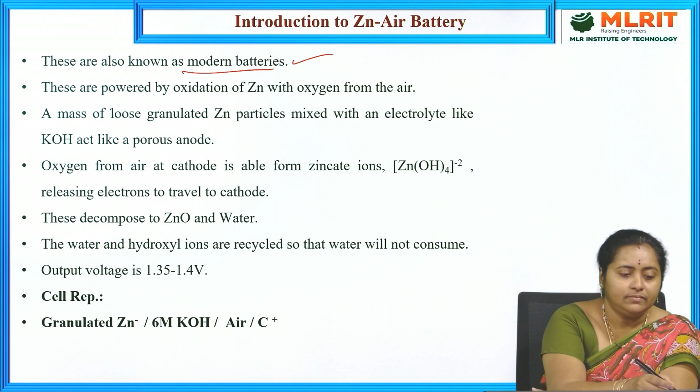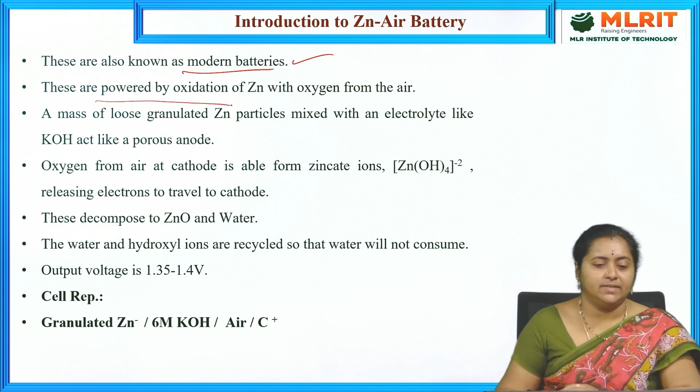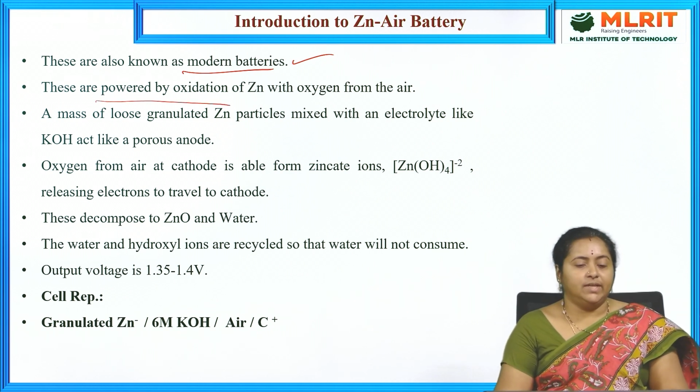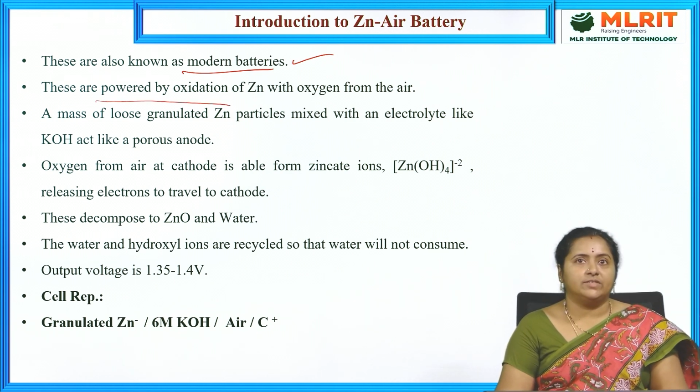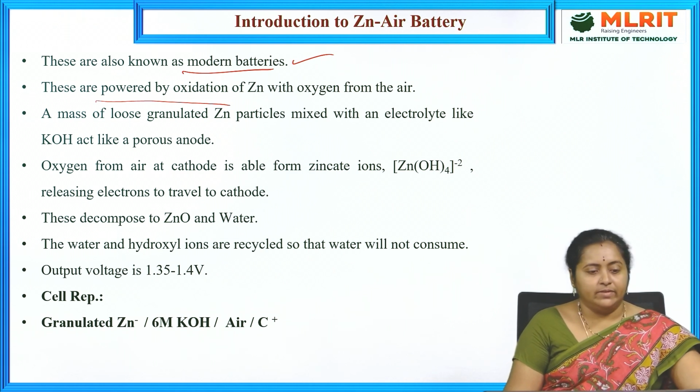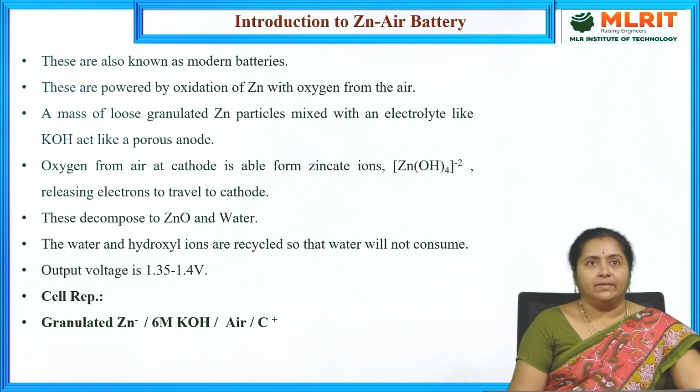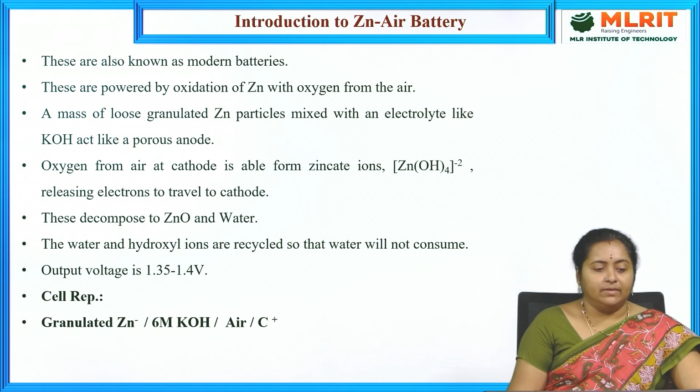Coming to the construction part, zinc is able to undergo oxidation easily by absorbing atmospheric oxygen. The zinc is able to undergo oxidation with the help of oxygen that is absorbed from the atmosphere. What are the three major components present in a battery construction? One is anode, the other is cathode, and the third is electrolyte.